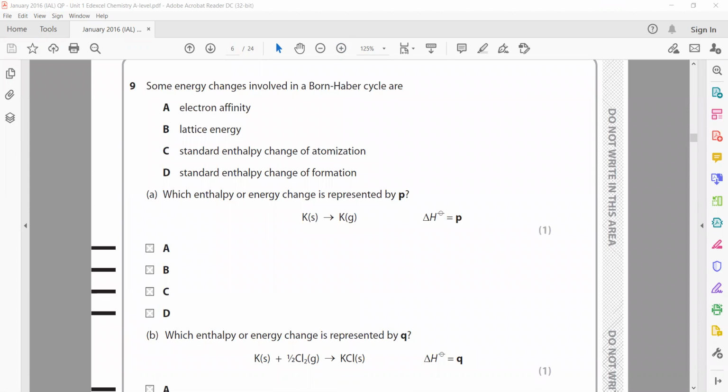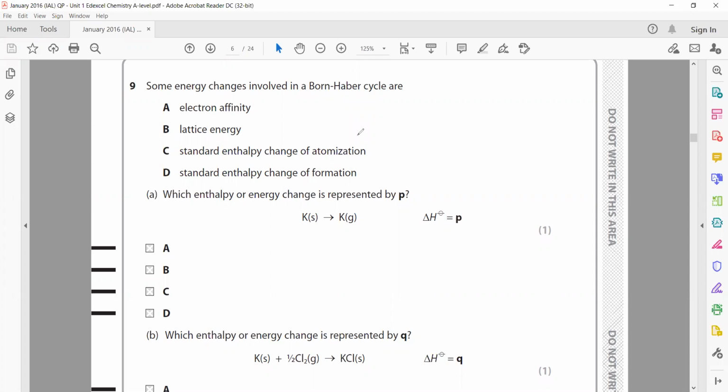Question 9. In question 9, some energy changes are involved in a Born-Haber cycle. Electron affinity means when an electron is added to a neutral gaseous atom. Lattice energy is when ions form a compound. Standard enthalpy change of atomization is when 1 mole of gaseous atoms is formed from its element. And standard enthalpy change of formation means when elements form a compound.